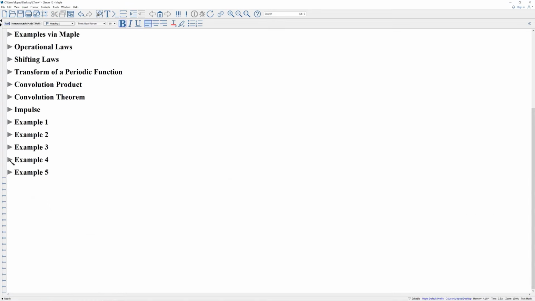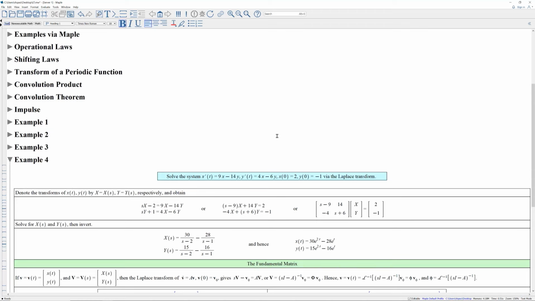Example 4. We have a system of linear first order constant coefficient equations. It's phrased as an initial value problem. And we're going to solve it with the Laplace transform. So that's a tool that you can use to tackle these systems of equations, which is the staple of differential equations course.